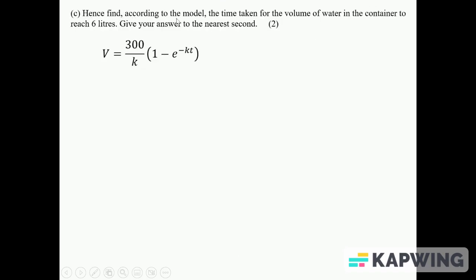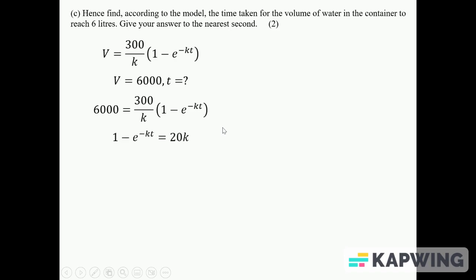Part C says, hence find, according to the model, the time taken for the volume in the container to reach 6 litres. Give your answer to the nearest second. So we need to say t equals. I'm going to leave it with k in, just to make my life a bit easier. So I'm going to rearrange it, put 6,000, 6 litres, 6,000 equal to this, and rearrange it. Multiplying by the k and dividing by 300, I get 1 minus e to the minus kt equals 20k. Taking this over the other side, the 20k over, then do the ln's and divide by minus k.